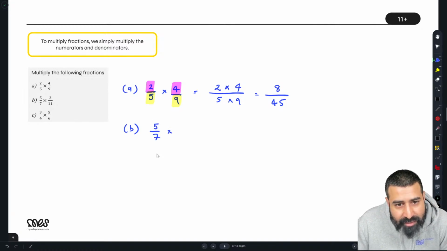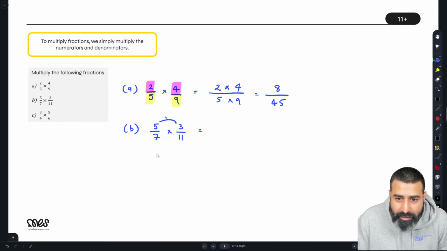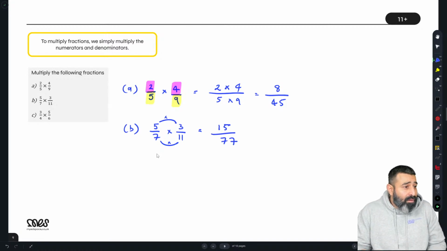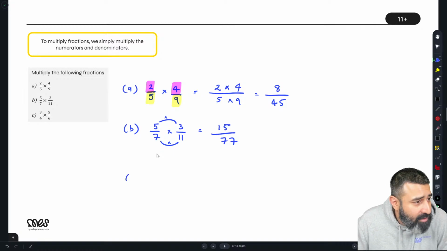5 over 7 times 3 over 11. What we're going to do is multiply these, and multiply these. So 5 times 3 is 15. 7 times 11 is 77. Done. Can't express that in simpler terms. Sorted. Okay, let's have a look at C.